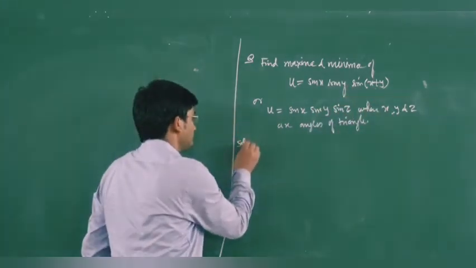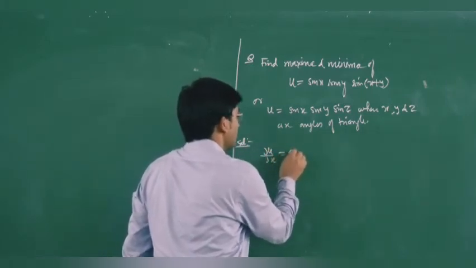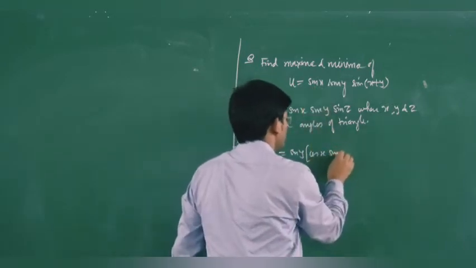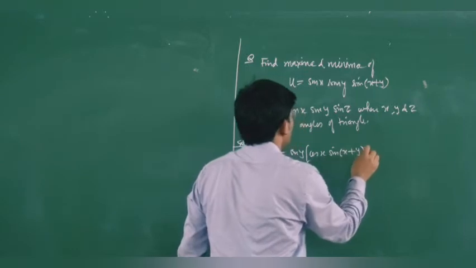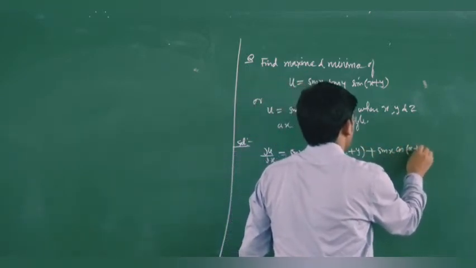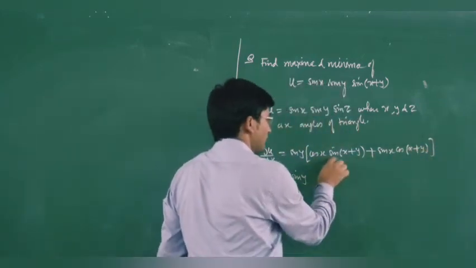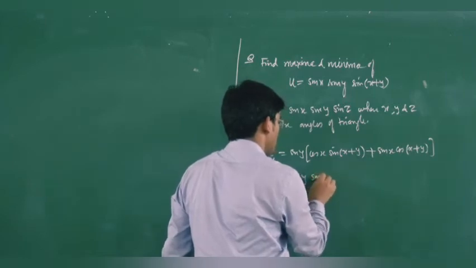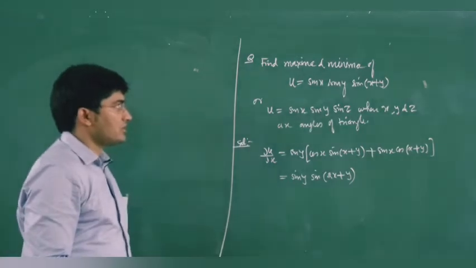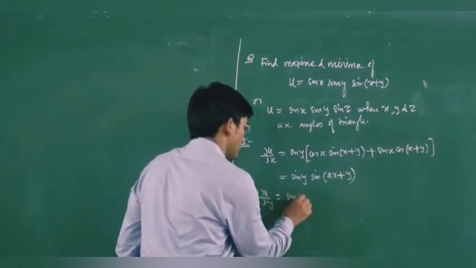So solution: let us differentiate u with respect to x. So we will get sin y, now this will be the differentiation of sin x, which is cos x, then we have sin x into the differentiation of sin, which is cos. So this is sin a cos b plus cos a sin b, so that means sin (a plus b). Now as x and y are symmetrical in u, our del u upon del y will be, just replace x by y.